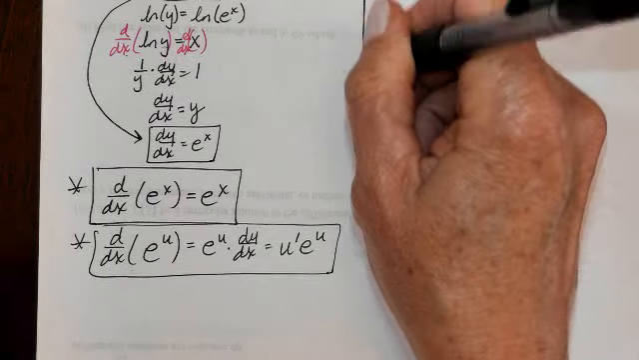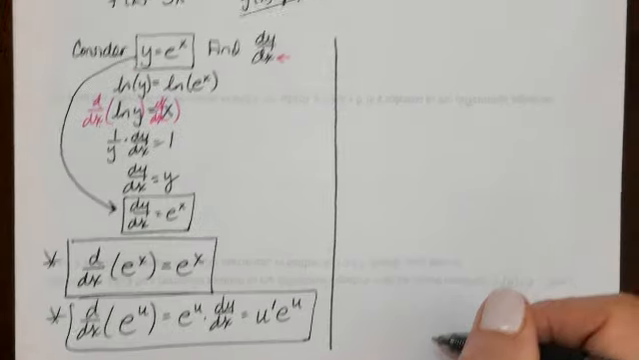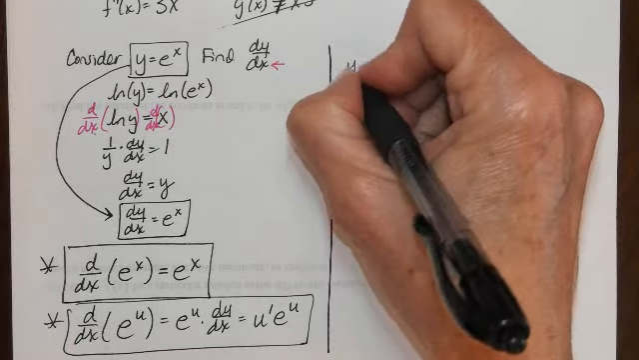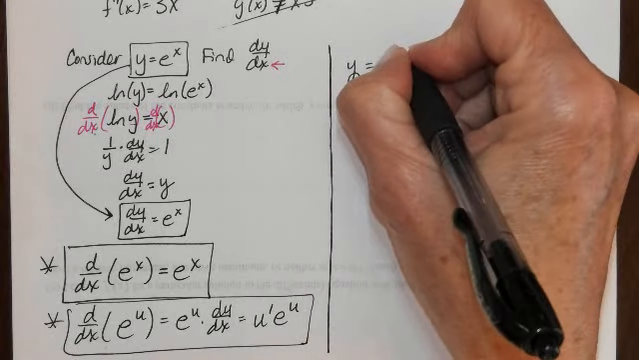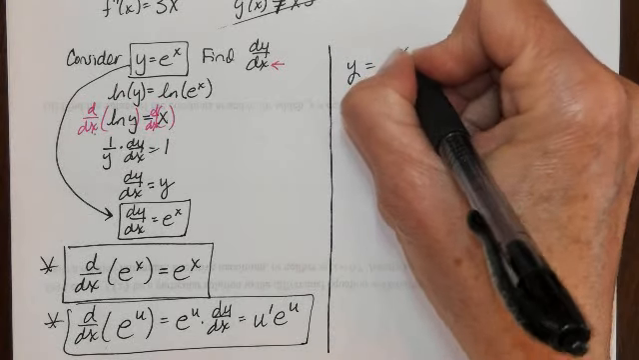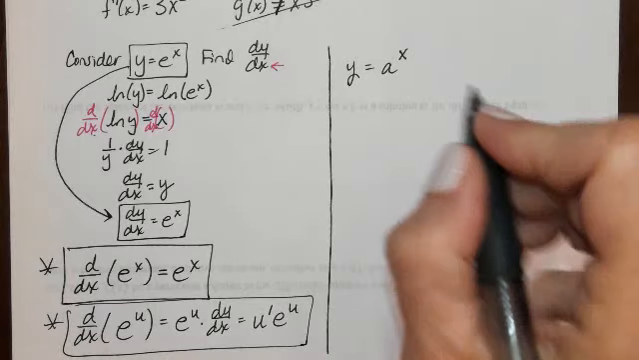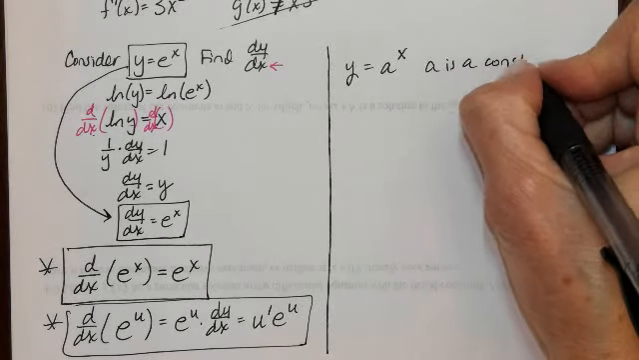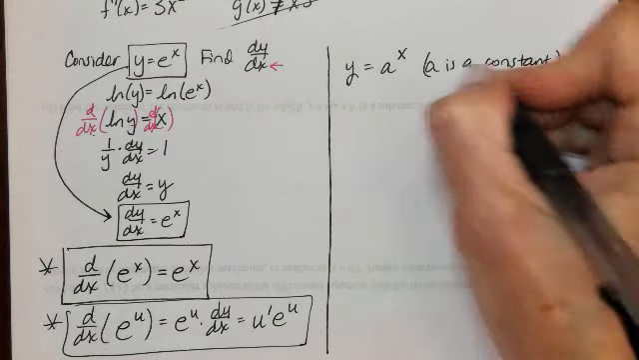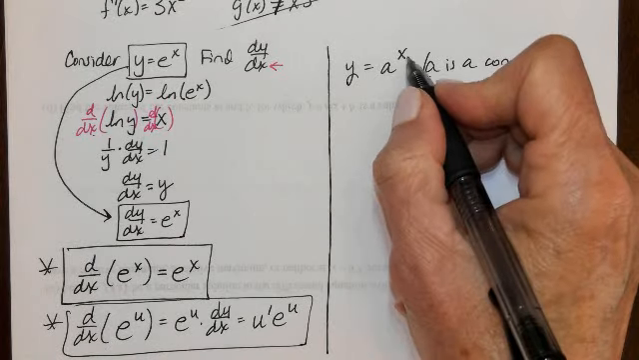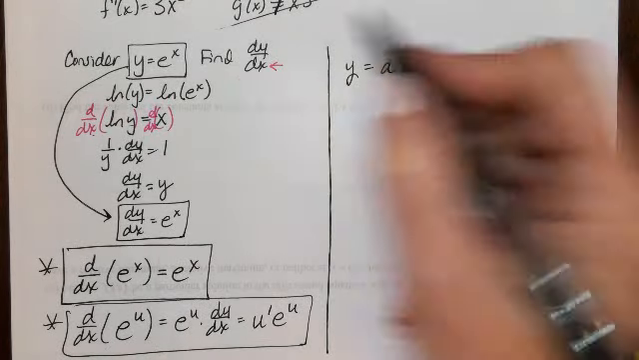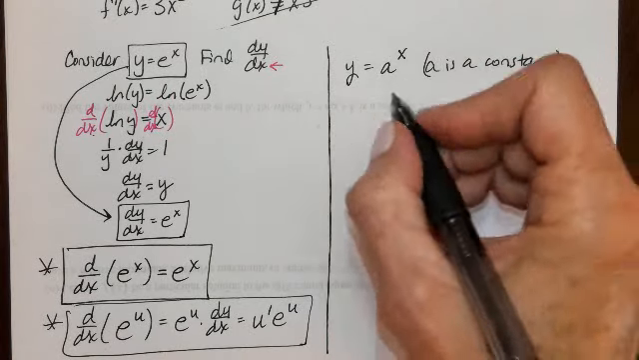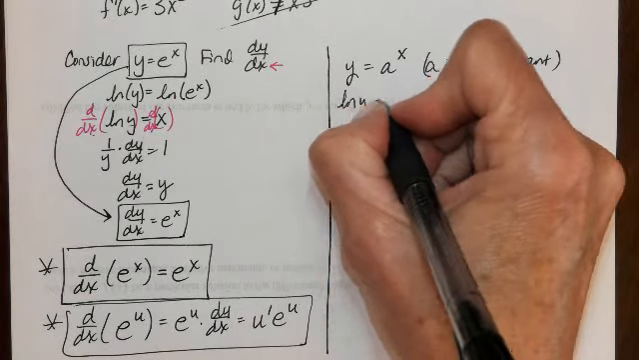All right, well, what if we don't have e to the u? What if we have a to the u? What if we have some other, should we make it x? I'll do x first, where a is a constant. So 2 to the x, 3 to the x, something other than e to the x, all right? Well, let's do the same thing. Let's take ln of both sides.